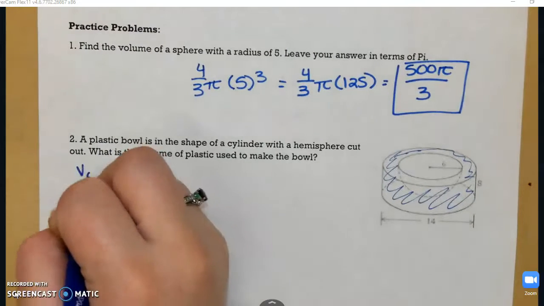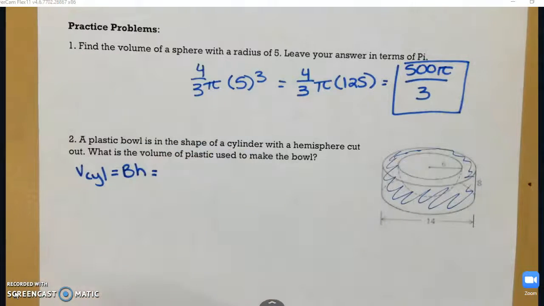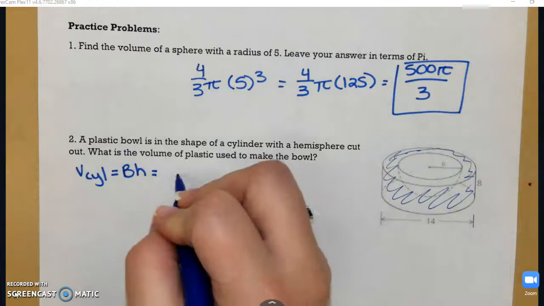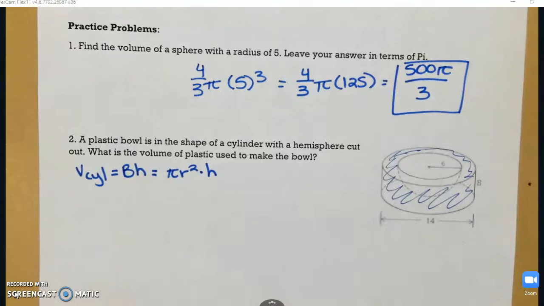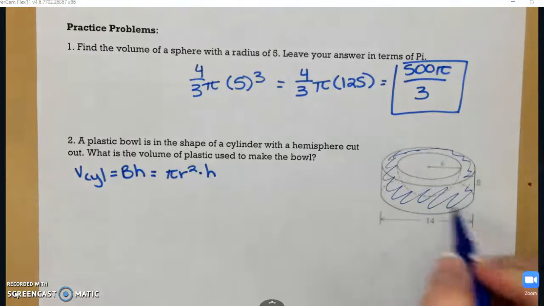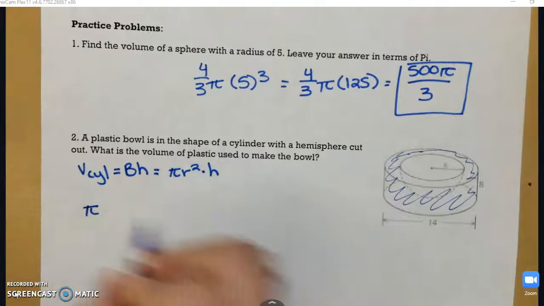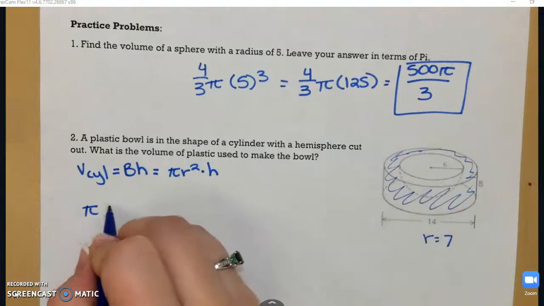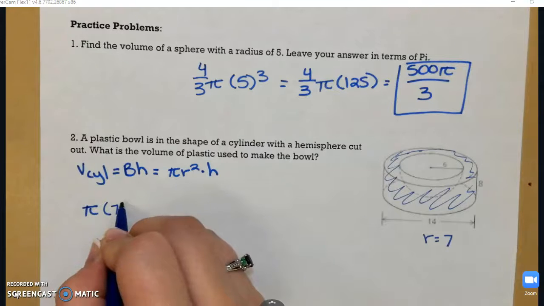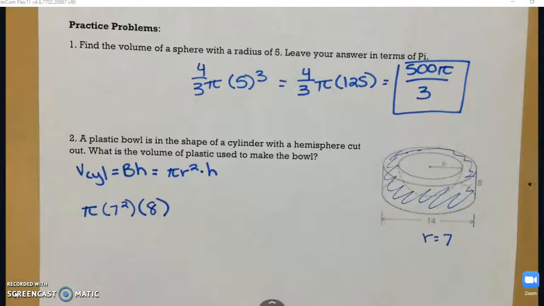So remember, the volume of a cylinder is base times height, and our base for a cylinder is actually a circle. So that's going to be pi r squared times the height. That's going to be our volume for the cylinder. So let's find that first, because that's what we're going to subtract the volume of the hemisphere from. So pi r, if I'm told this whole distance is 14, that's my diameter. So then my radius would be 7 for the cylinder. So pi 7 squared, my height is 8. So there's my volume of my cylinder.